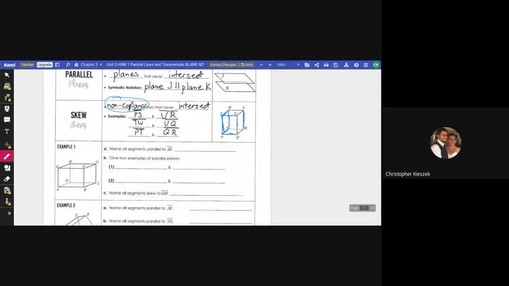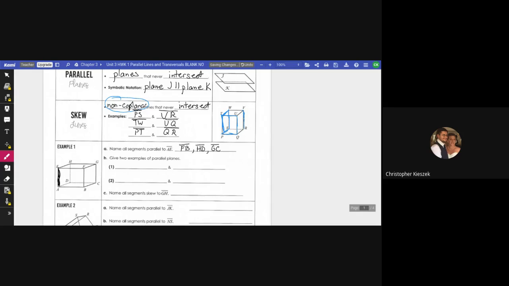All right. So let's look at an example of a figure, answering questions based on the vocabulary. Letter A is asking, name all segments that are parallel to AE. So here's AE right here. Which lines that are on the same plane would not intersect with AE? Well, that could be FB. That could be HD. And then again, don't forget the diagonal line here, GC.